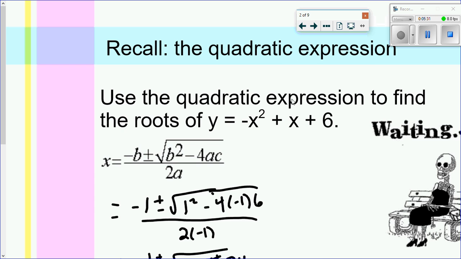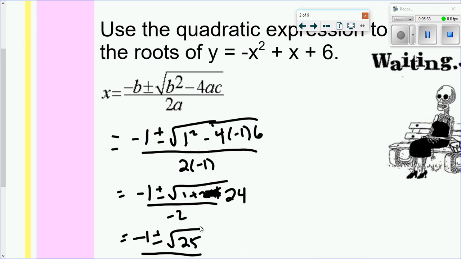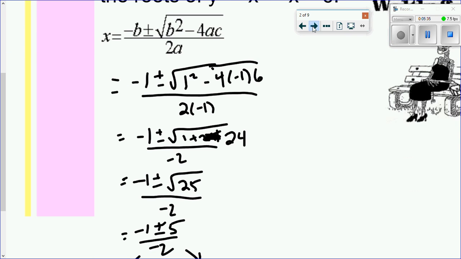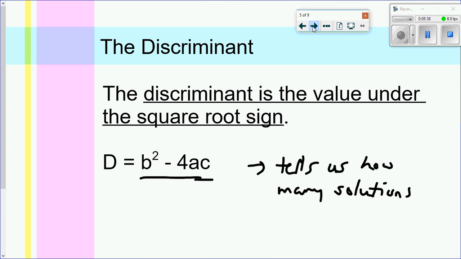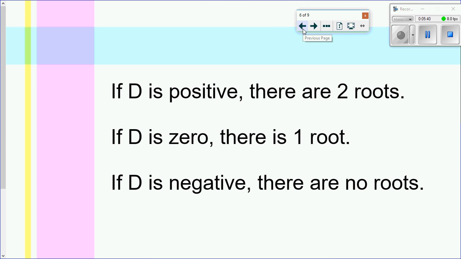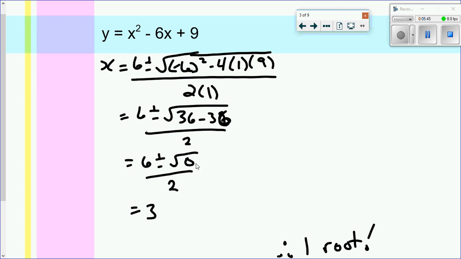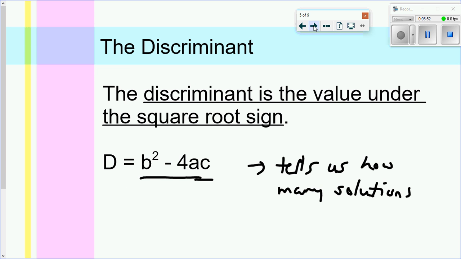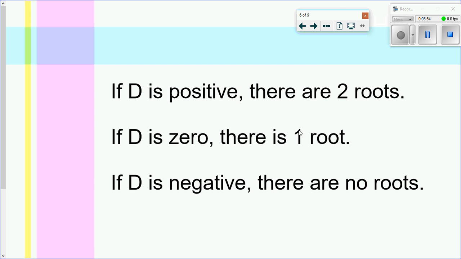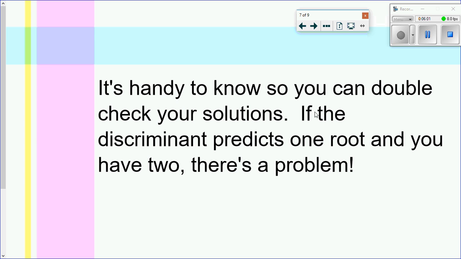Where'd we go? There we are. D is a positive 25, so we got two roots. If D was 0, then you got one root, which is what we found here, right? Your discriminant is 0. And if D is negative, then there are no roots, and that's the example that we just went through.